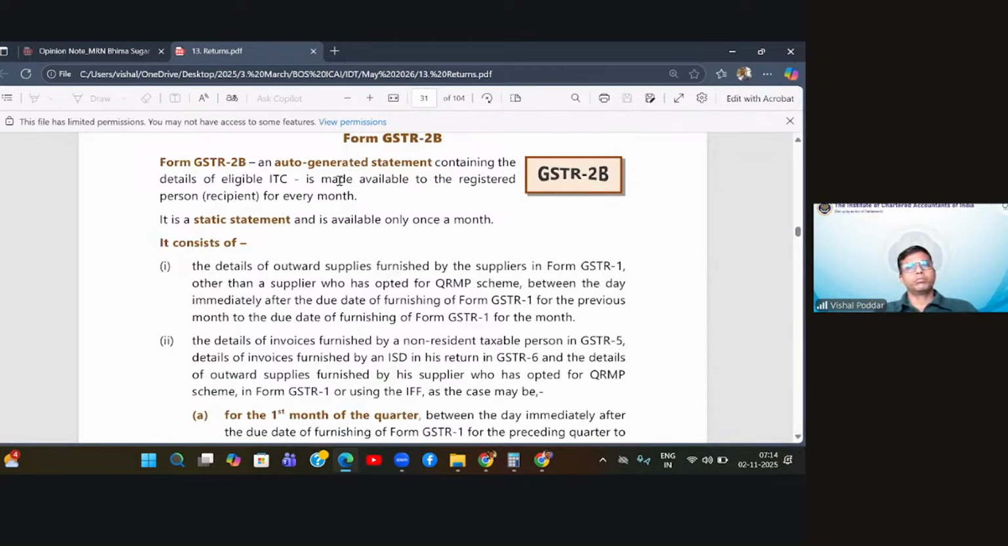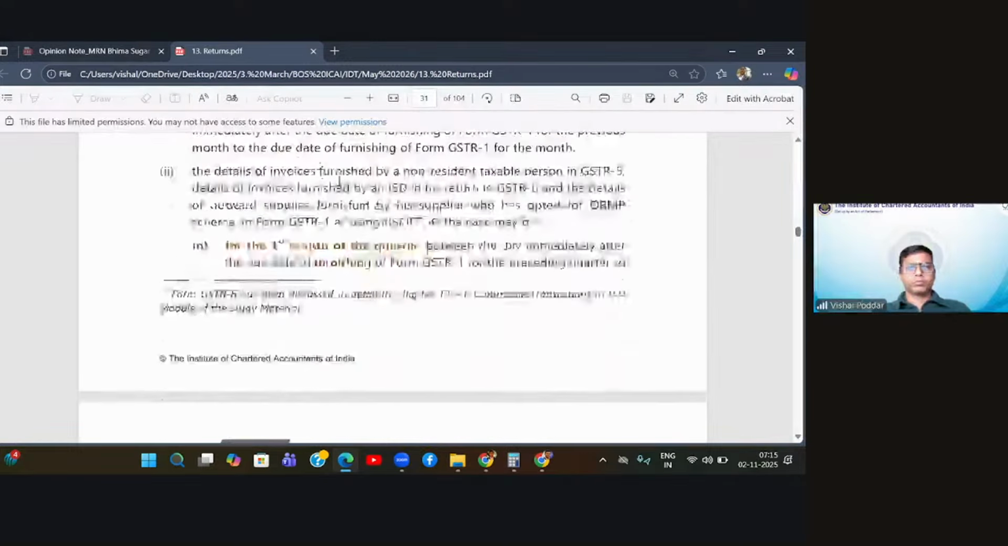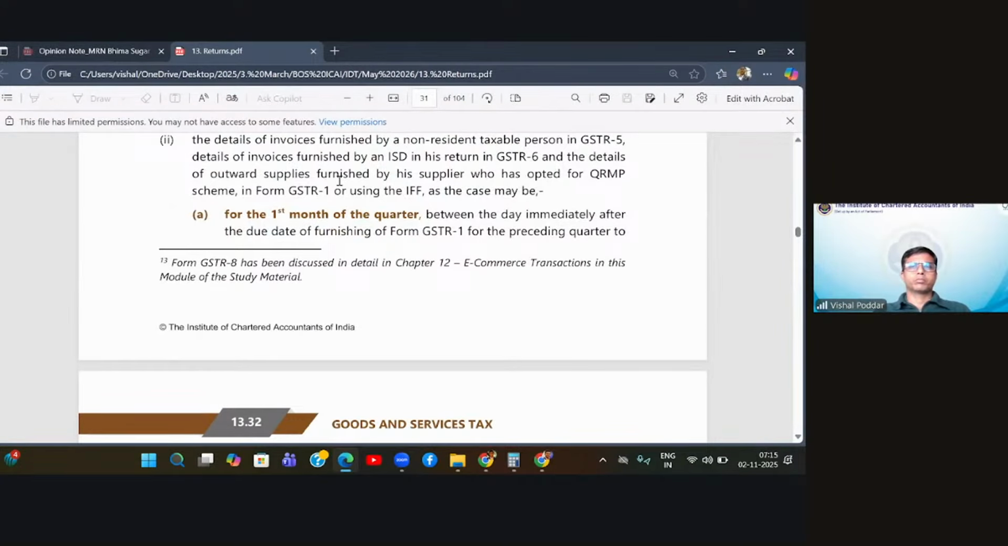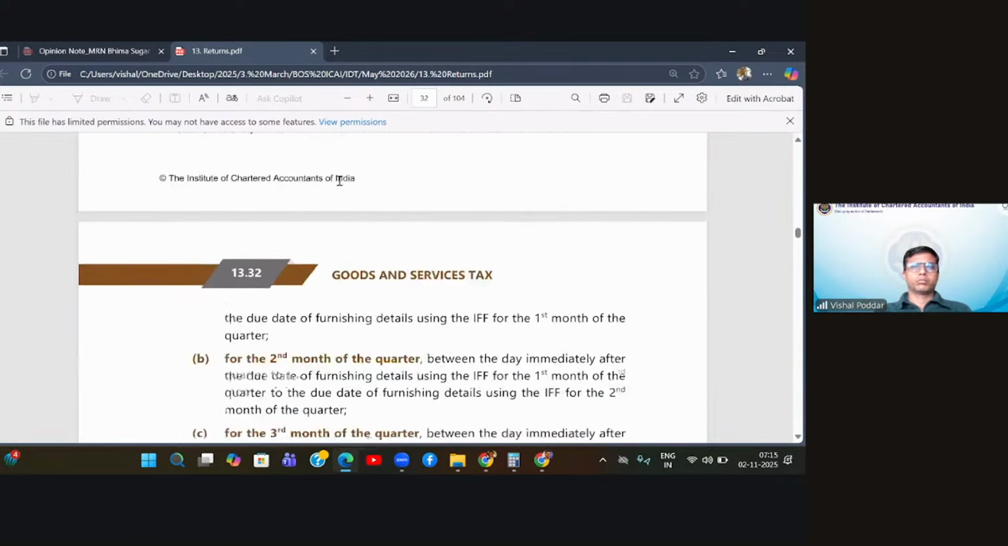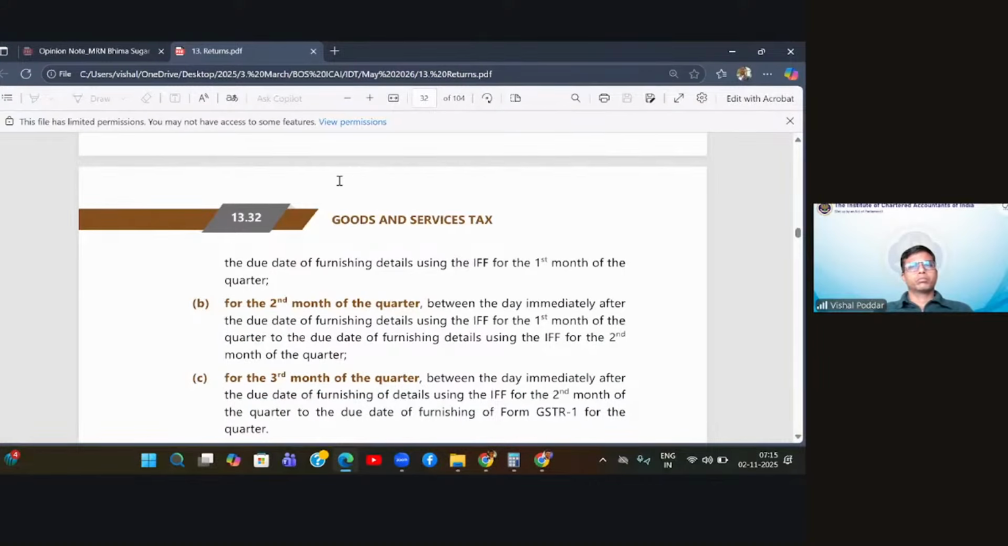The details of invoices furnished by a non-resident taxable person in GSTR 5, details of invoices furnished by an ISD in his return in GSTR 6, and the details of outward supplies furnished by his supplier who has opted for QRMP scheme in Form GSTR 1 or using the IFF, as the case may be, for the first month of the quarter between the day immediately after the due date of furnishing of Form GSTR1 for the preceding quarter to the due date of furnishing details using the IFF for the first month of the quarter.